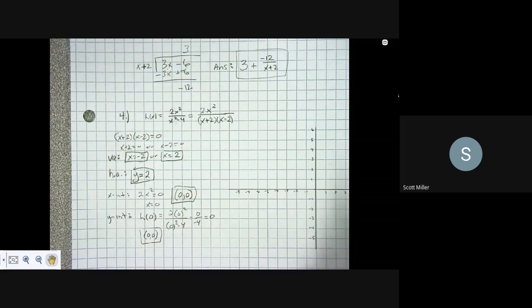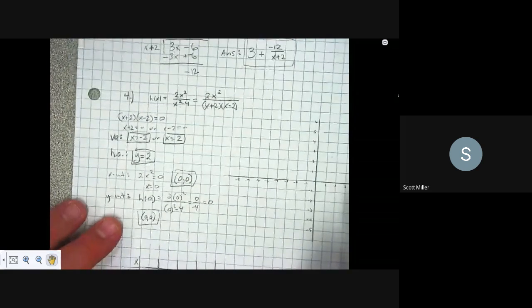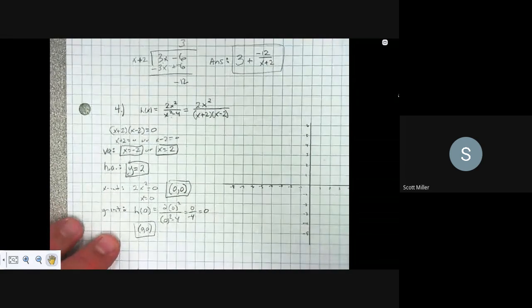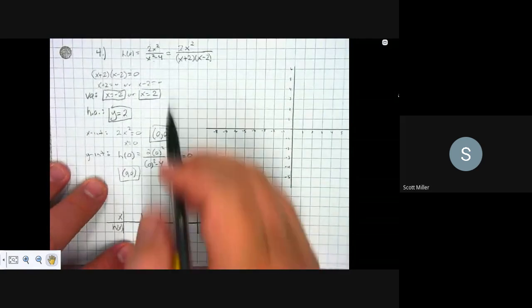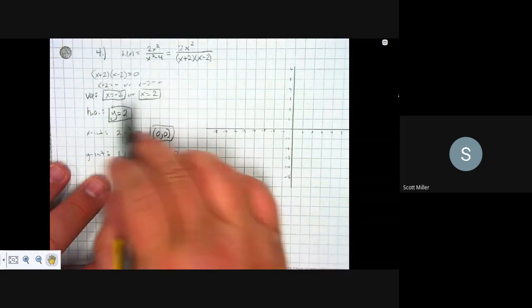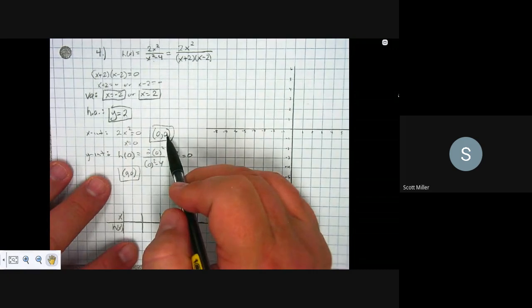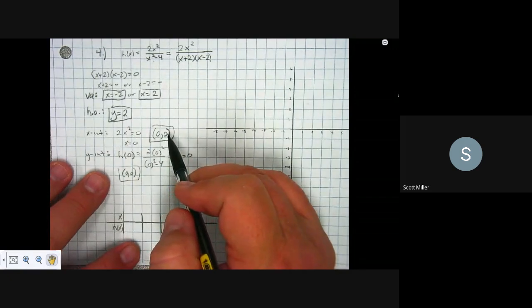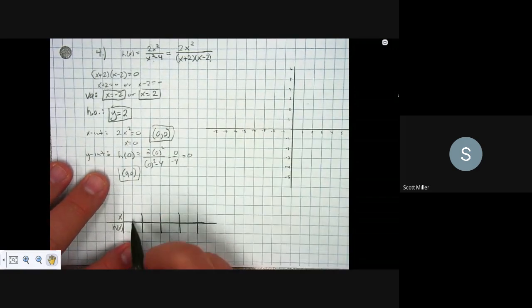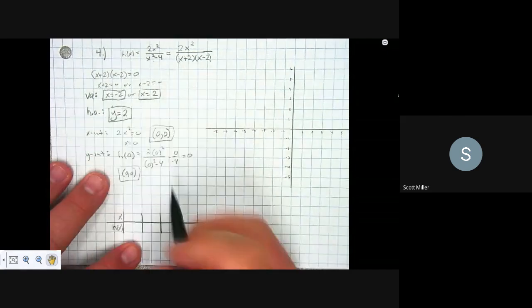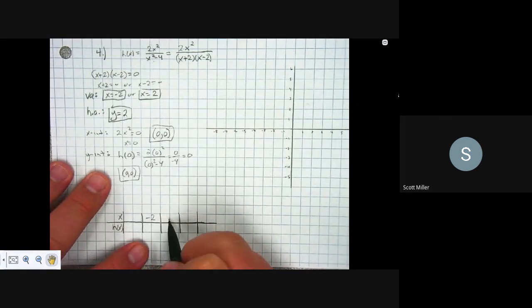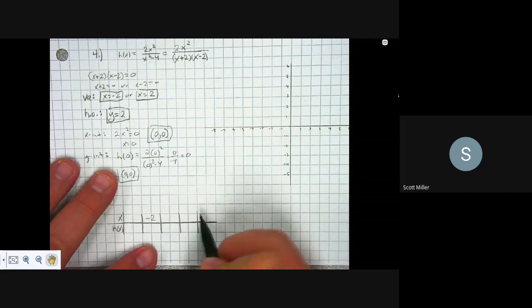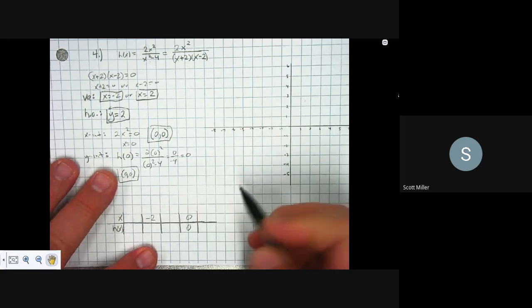Okay, so what's next is we want to make a table. Okay, let's make our table here. In our table, we want to have our vertical asymptotes, our x-intercept, and some points in between. So if negative 2 is the smallest number, then I need a number to the left of that. So this will be negative 2. Then I need a number. Then I need to have 0, which I already know is at 0.